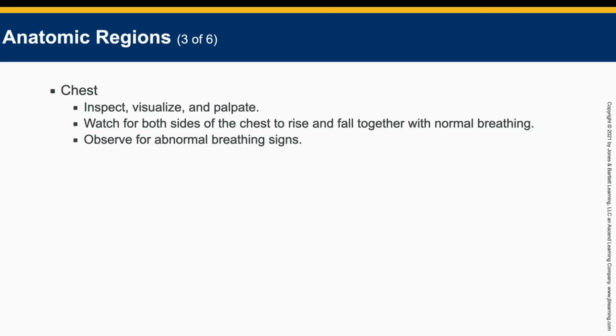Start by inspecting, visualizing, and palpating the chest. Look carefully at the chest wall for any injuries, deformities, bruising, or penetrating trauma. Watch the patient's breathing and make sure that both sides of the chest rise and fall during normal respirations. Equal chest movement is an important sign that both lungs are expanding properly.